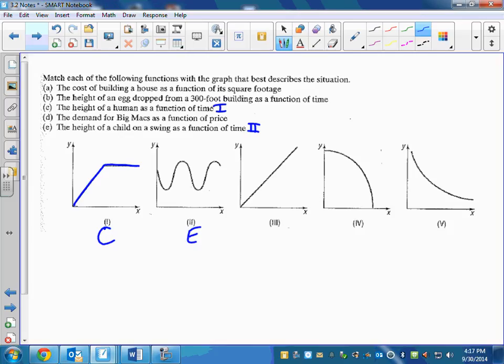The demand for Big Macs as a function of price. To me, that's the only one that makes sense, that the demand's going to go down as the price goes up. So D, do you agree with that? Because over here would be a low price, so the demand's really high. But over here, as the price gets higher, the demand's going to get low, like not buying much of it.